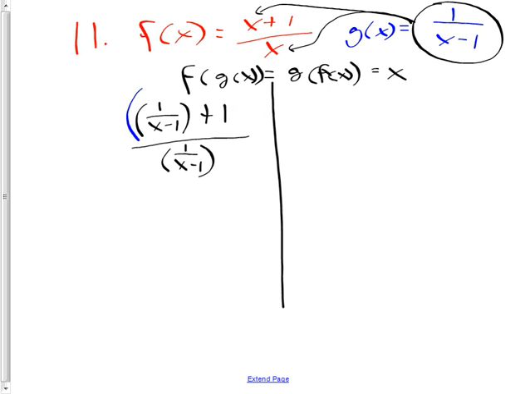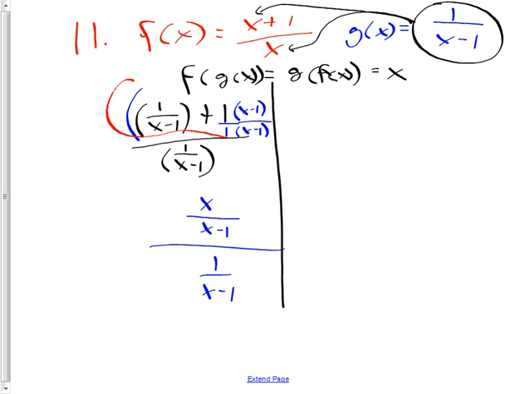I'm going to clean it up a little bit. And an x minus 1 here. Then I rewrite this puppy. On the top, I'm going to have 1 times x minus 1 plus 1, which makes an x over x minus 1. All over 1 over x minus 1. Do you get what just happened there? I just did the top. And it came out to that. The bottom's still the same as it was.